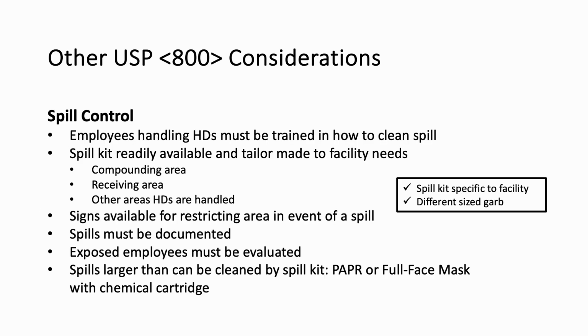USP 800 tells us that employees who handle hazardous drugs need to be trained on how to handle a spill. Spill kits need to be readily available and be tailor-made to the facility as they need. Spill kits need to be prominently available in compounding areas, receiving areas, and other areas where hazardous drugs are handled. Signs need to be available to restrict the area in case there is a spill, and spills must be documented. Exposed employees need to be evaluated for health issues, and spills larger than can be cleaned up by a spill kit require a PAPR or a full-face mask respirator with chemical cartridge.